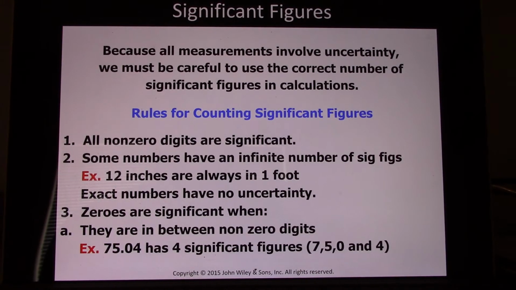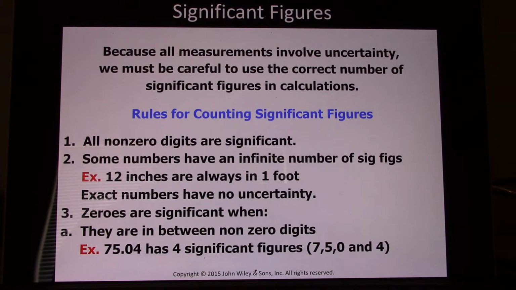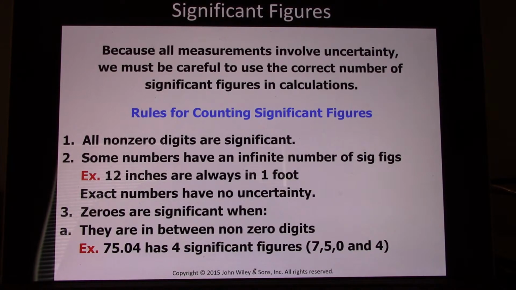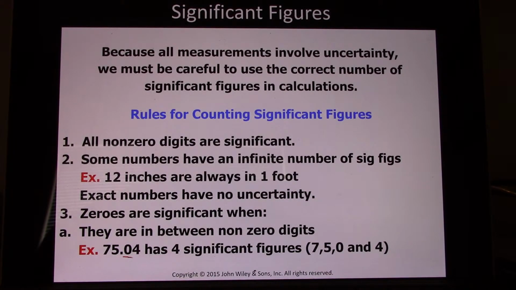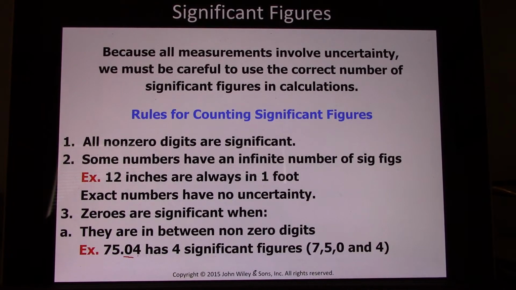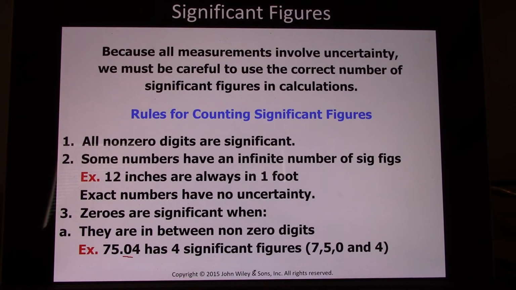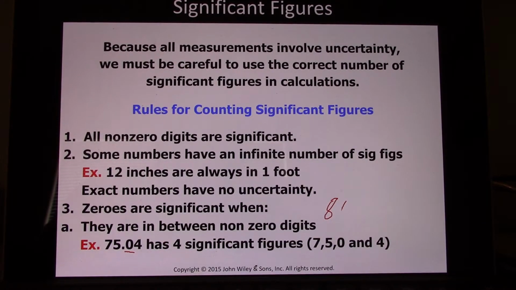So the only hard part is with zeros. Sometimes they are significant, sometimes they are not significant. If they are sandwiched in between non-zero digits, they are significant. And so this 0 right here is significant because on both sides it has non-zero numbers. But it doesn't have to be directly sandwiched. So I can give you the number 80,008.